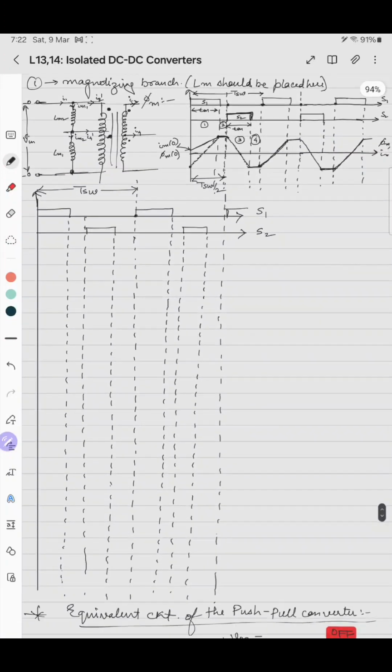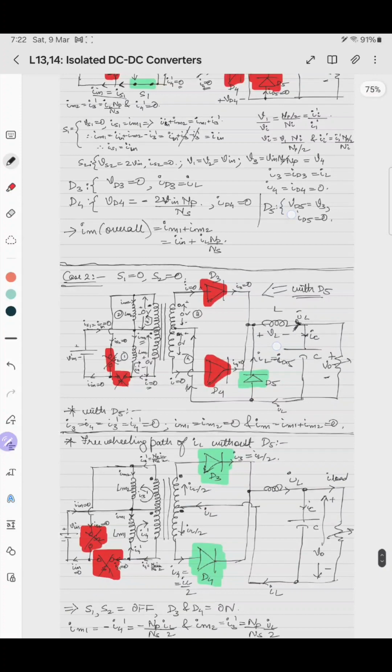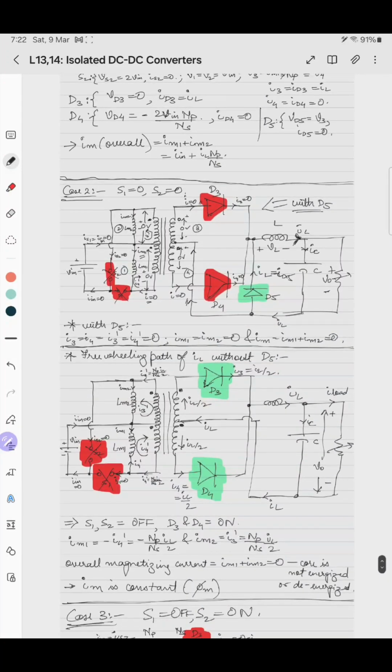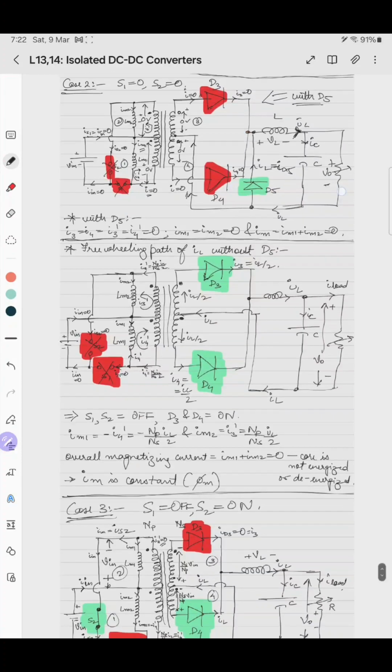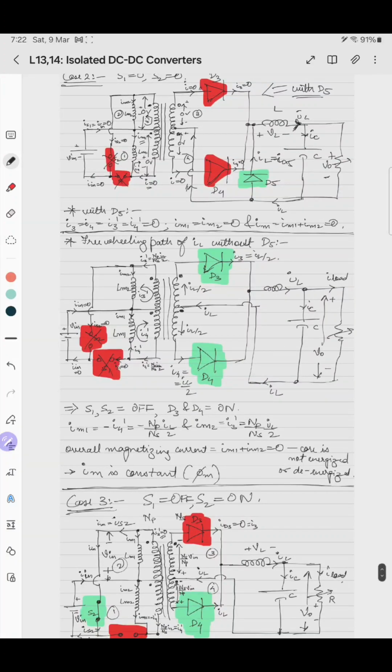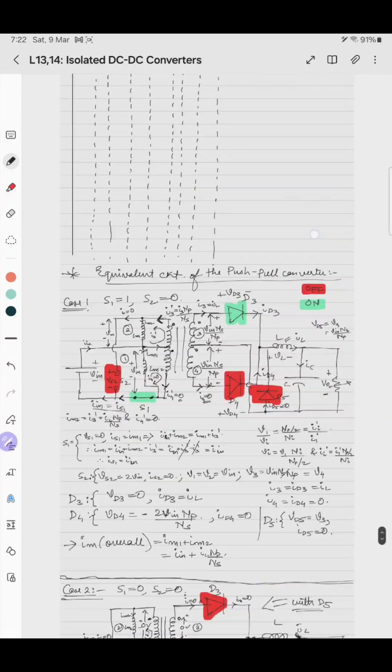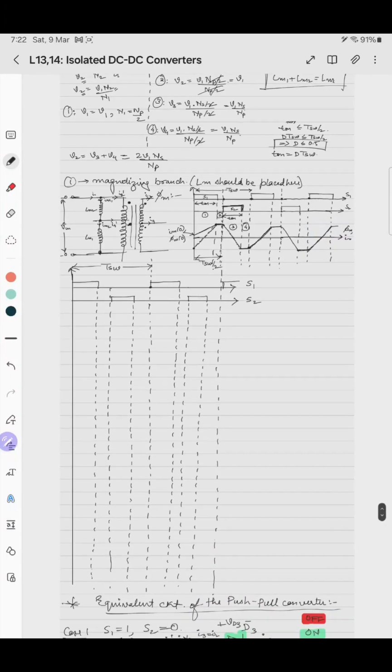So if we just start drawing the steady-state waveforms. In case 2, where S1 and S2 both are off, even if we have a diode D5 or not, the waveforms will be the same. The analysis will be mostly similar. The only thing is that the diodes D3, D4 are turned on and off. So only that is the change, but the rest of the overall analysis remains the same.